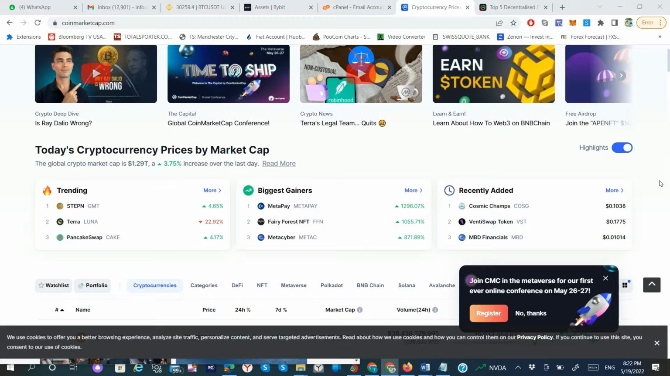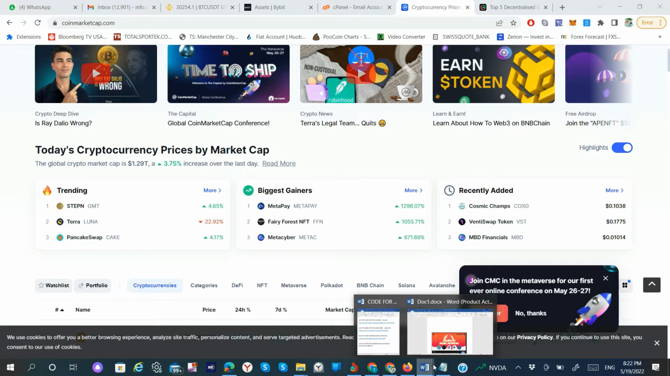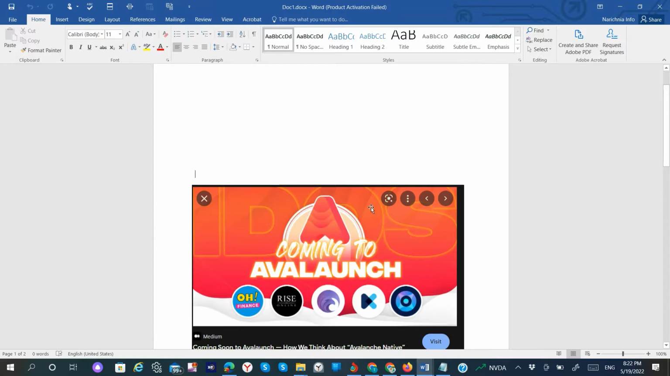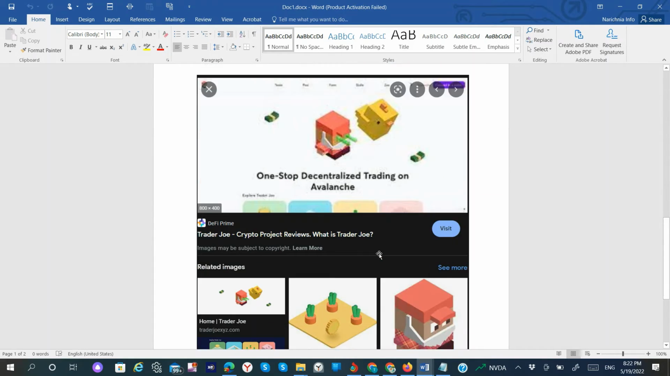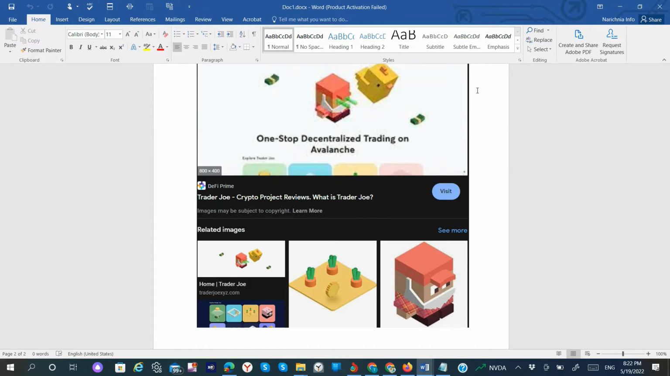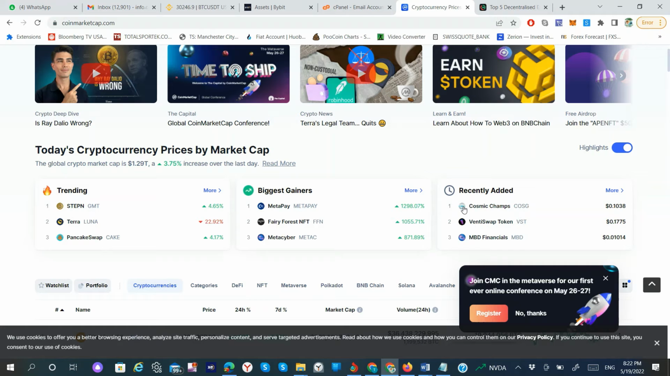Right, let's go to Avalaunch. Avalaunch is a launchpad platform that has its own decentralized exchange, Trader Joe, where IDOs are hosted before they make it into places like CoinMarketCap.